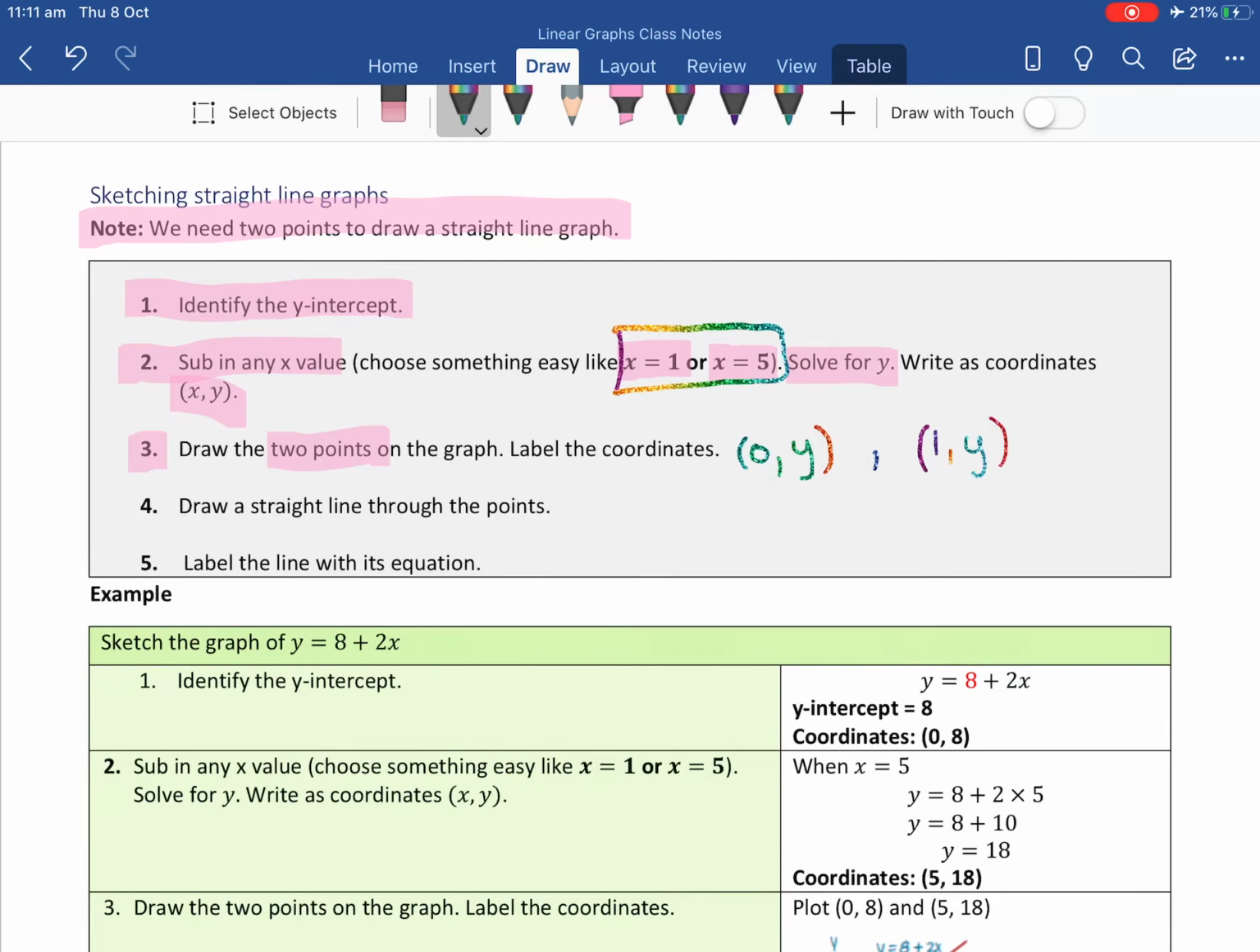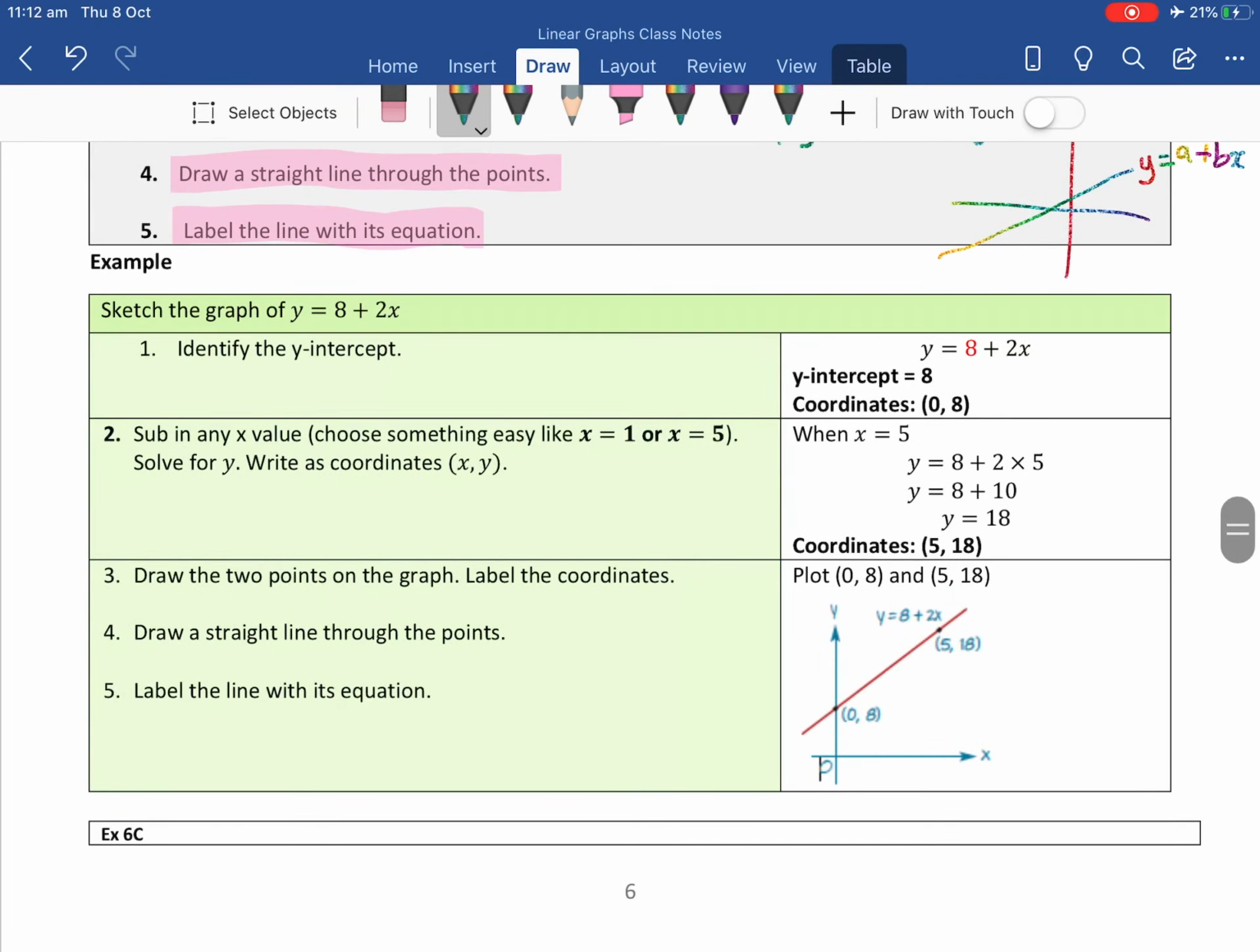Once you have those, you label them on your graph, and then you can draw a straight line through the points. Number 5, make sure you label the line with its equation. So once you finish drawing your graph, you'll have something that looks like this. You need to make sure you put, so this line, it's like naming it, is y equals a plus bx, but you will have numbers in here for a and b.